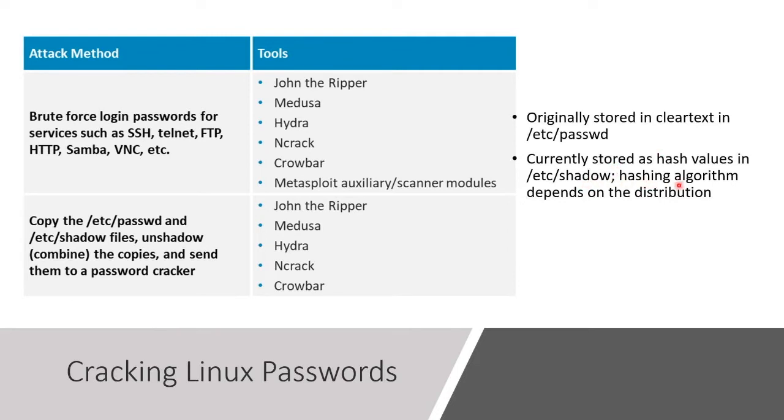Now, what the hashing algorithm is depends upon the version, the distribution of Linux. Traditionally, it was MD5. It may not be anymore. Many of them use secure hash algorithm instead, one of the SHAs, but you can easily look that up. So there are a number of tools that will crack these passwd and shadow files. And again, if you use Unshadow, put them together in one master file, it becomes really easy for them.